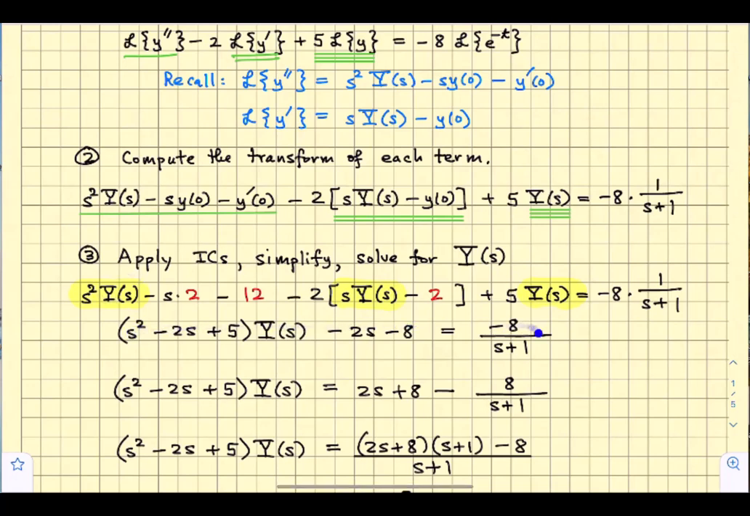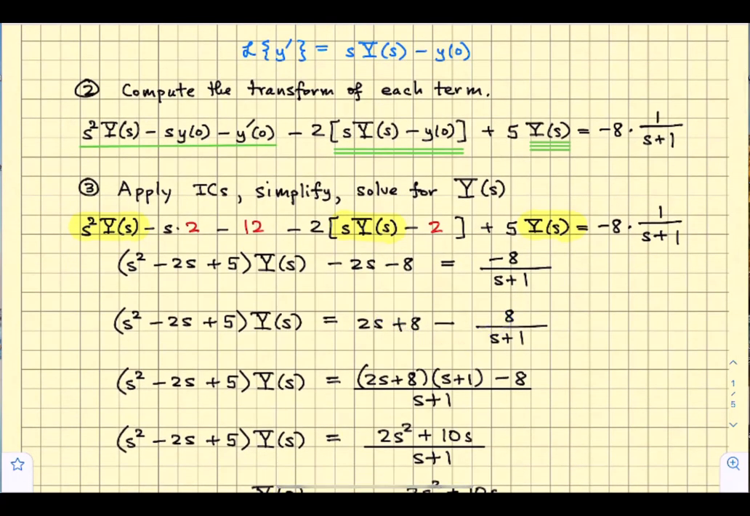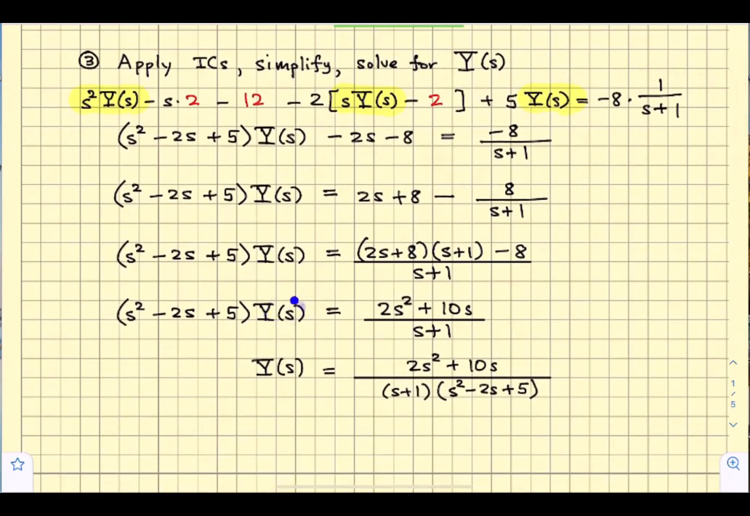The right-hand side just is what it is. I will factor out that common factor, big Y of s, from these three terms that are highlighted. And the things that don't have a big Y of s in them, I will export to the right-hand side. And when they're on the right-hand side, I'll get a common denominator and combine these. And then I will solve for big Y of s. So now I have big Y of s.